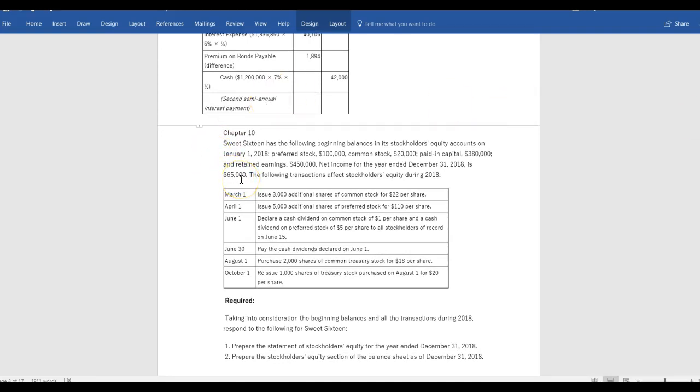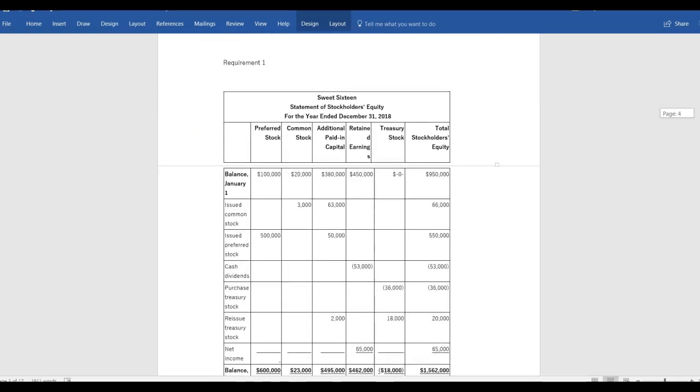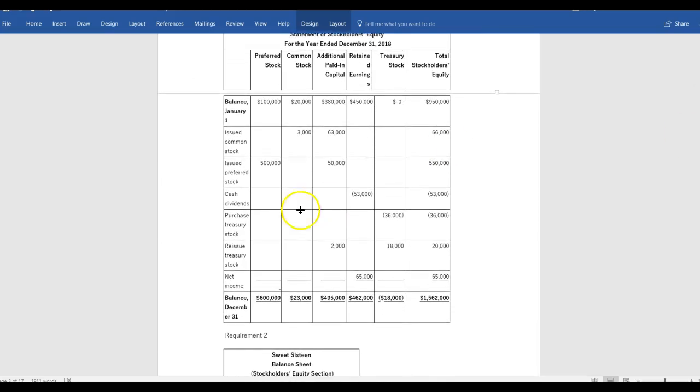It then tells us that our net income is $65,000. So we are going to want to make sure we show that as an increase in our retained earnings here for $65,000. At the end of the period, we're going to total all of our columns, and here are our ending balances for the statement of stockholders' equity as of the end of the year.